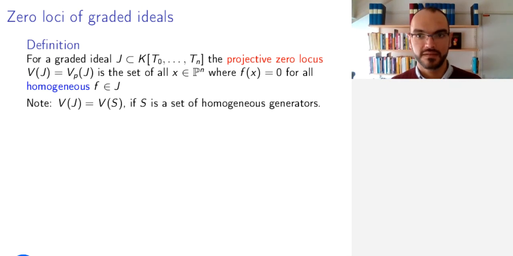As in the affine case, it is no restriction to only consider zero loci of ideals rather than arbitrary sets. Because if you have a set of homogeneous polynomials S, then you look at the ideal generated by these homogeneous polynomials, and this gives you a graded ideal.